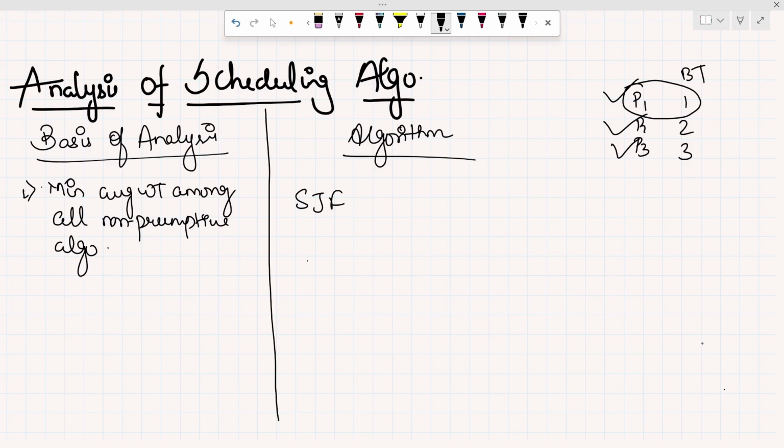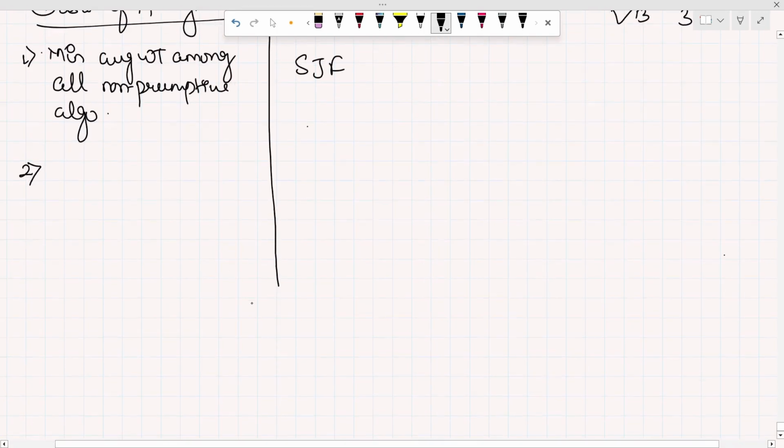So this is what waiting time means: the process does not have to wait for the CPU. A process comes, gets the CPU, executes and terminates. These things are done very fast. That's why the average waiting time in SJF is very low, very minimum. This is the algorithm which gives us a minimum average waiting time among all non-preemptive algorithms.